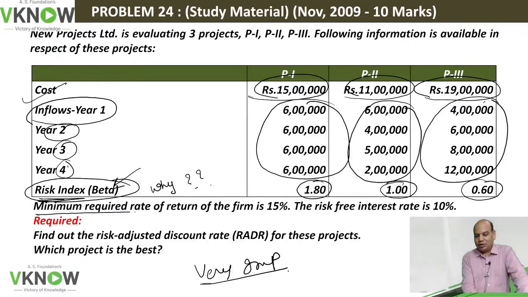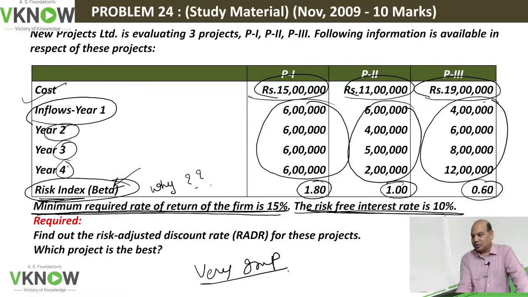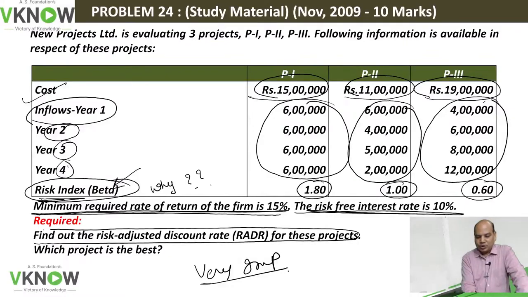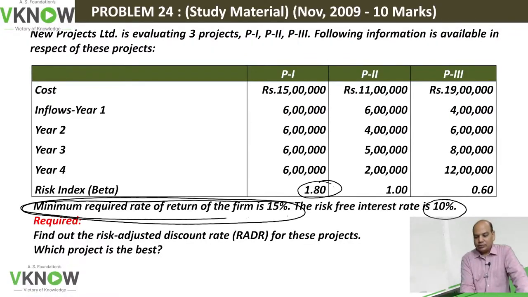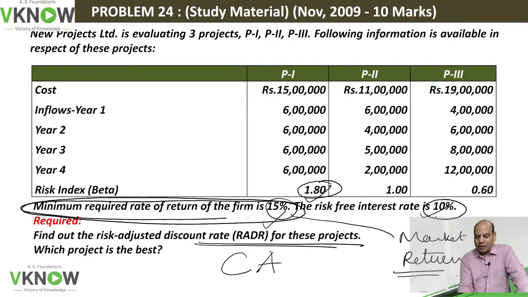Minimum required rate of return of the firm is 15%. Risk free rate is 10%. Find out the risk adjusted discount rate for these projects and which project is the best. So we will use beta, the risk free rate, and this 15% we will treat as the market return, and therefore using these 3 we can find out the RADR by applying the principle of CAPM.